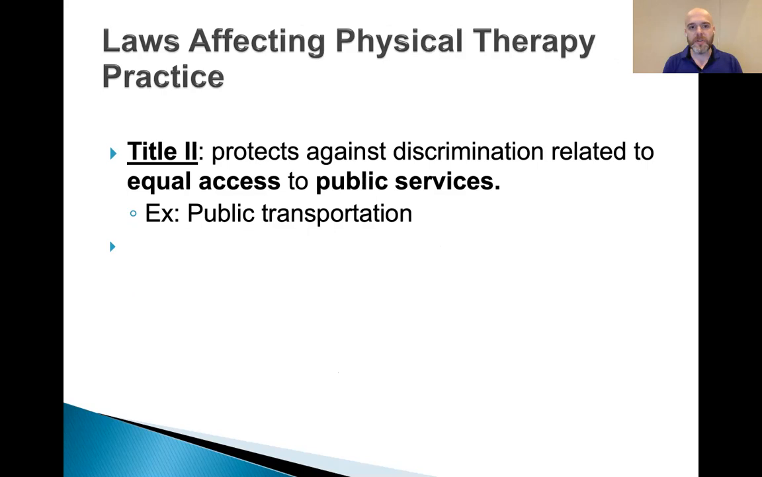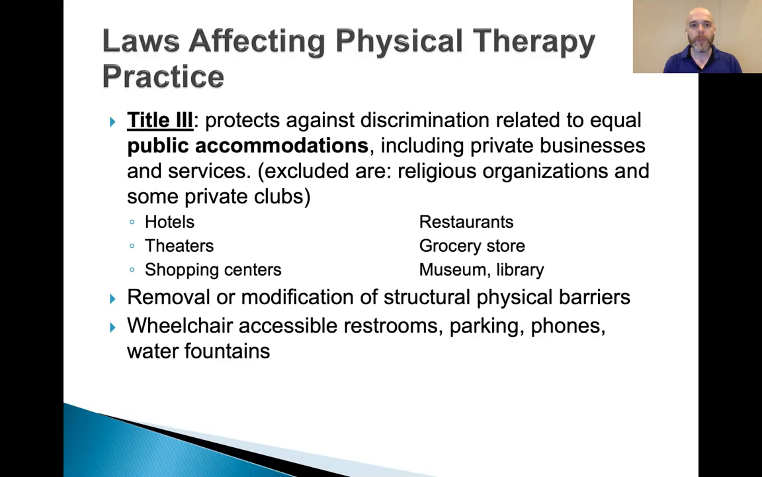We already talked about public transportation. People with disabilities are supposed to have equal access to public services, like transportation, public medical care, things like that. Then we have Title III, which covers accommodations like hotels, apartments, even restaurants, grocery stores, libraries, museums, theaters, and shopping centers. They have to have accommodations for people in wheelchairs.